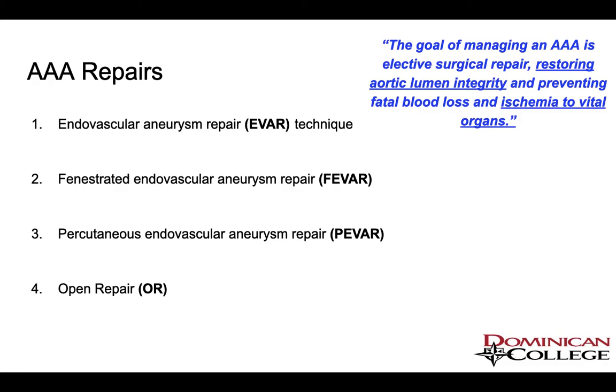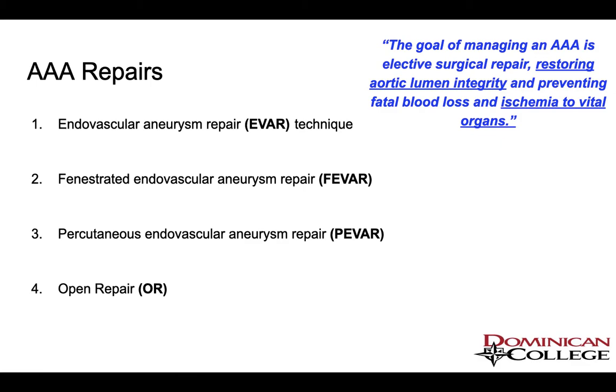So the goal of managing a AAA is going to be to restore the aortic lumen integrity and to prevent ischemia to vital organs. Now, I want you guys to really remember the preventing ischemia to vital organs, because that's going to come into play when I'm talking about the patient I was treating. So essentially, we know that the patient has an abdominal aortic aneurysm. Now it's like, what are we going to do about it? What technique, what surgical approach is the surgeon going to go with?